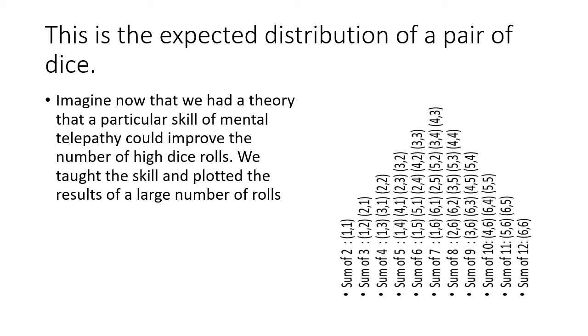So imagine now that we have a theory that a particular skill of mental telepathy could improve the number of high dice rolls. So now you're going to teach the skill to people, and then you're going to have them roll the dice and plot the results on here. Every time they get a 12, you're going to plot it. If they get an 11, you'll plot it. If they get a 2, you'll put a number, and you'll do it for a large number of rolls.